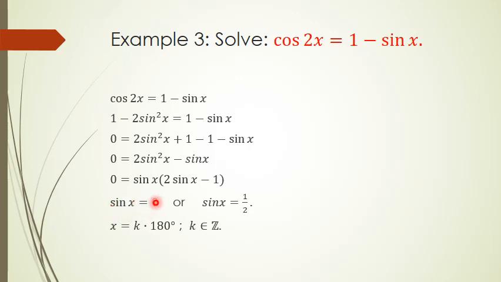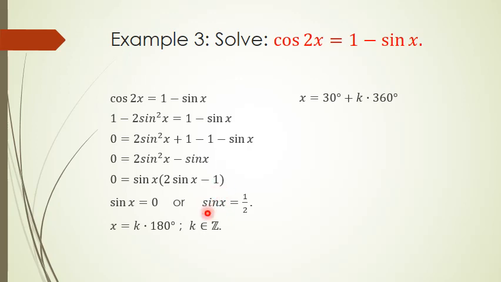Now from sine x equal to 0, the calculator will give you x equal to 0. But if you know the graph of the sine function very well, it will cross the x-axis at 0, at 180 and at 360, which shows that sine x is 0 at intervals of 180 degrees, not 360. So x is equal to 0 plus k times 180 degrees, which is just k times 180 degrees. That is from this one. Of course, k is an element of Z.